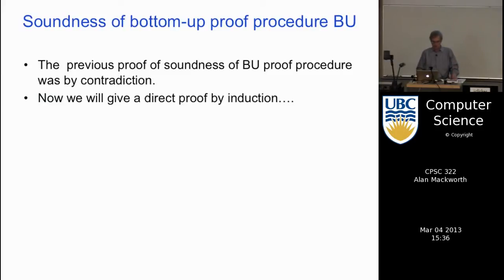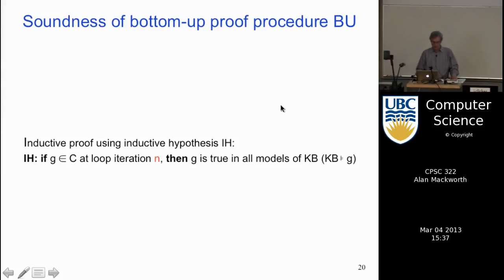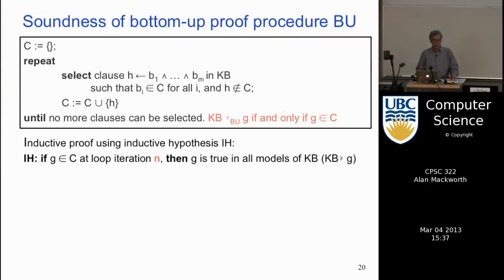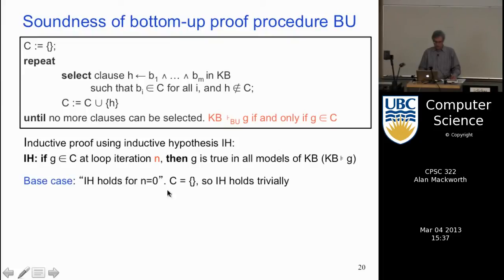So this is new, I think. We'll give a direct proof by induction of the same theorem, that the bottom-up procedure is always sound. Okay, here's the inductive proof. We're going to do a familiar induction on the loop. What we're going to use is an inductive hypothesis, which we'll call IH: if G is in C at loop iteration n, then G is true in all models of the knowledge base.